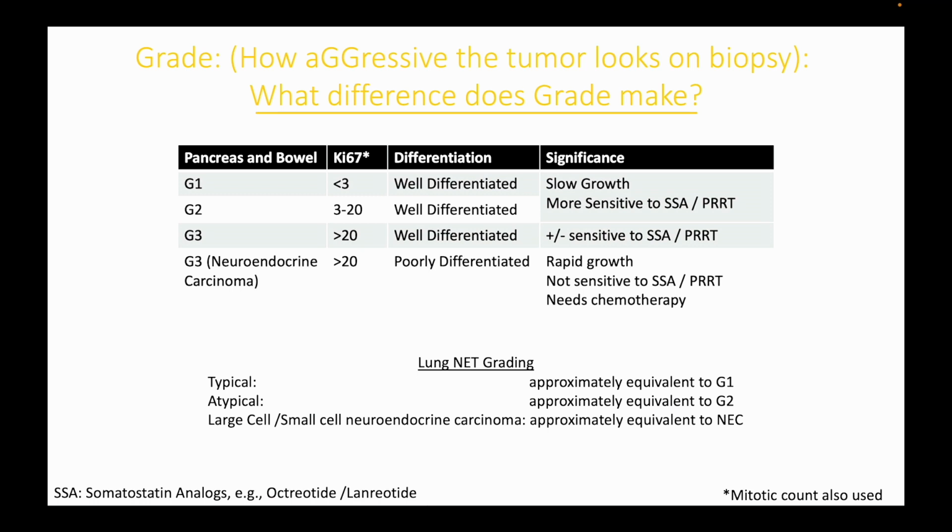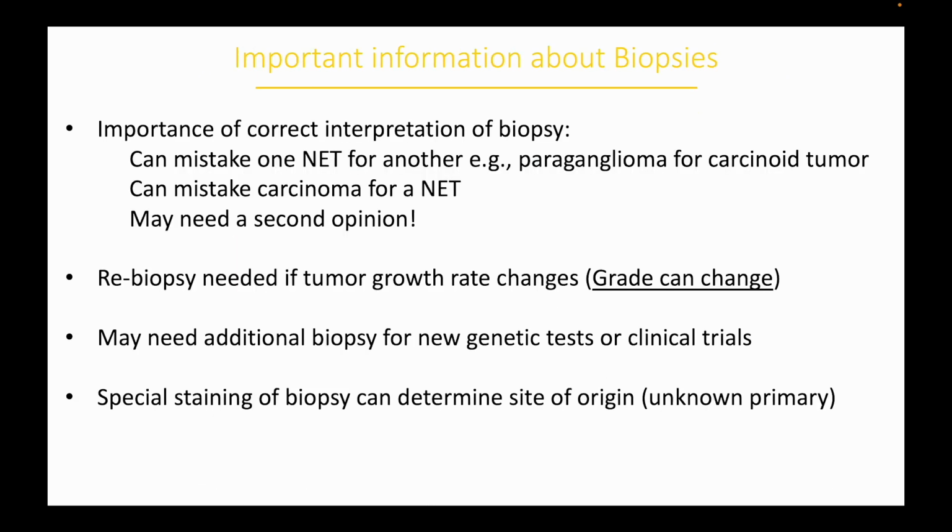Another confusing factor with pancreas and bowel tumors, they talk about grade 1, 2, and 3. With lung tumors, the pathologists can't quite sort of get it together. So they talk about typical and atypical. I was never very sure what's typical about a typical carcinoid, except that it's a little more typical than an atypical carcinoid. But if you think of typical as sort of approximately grade 1 and approximately grade 2, so well differentiated, that would be reasonable.